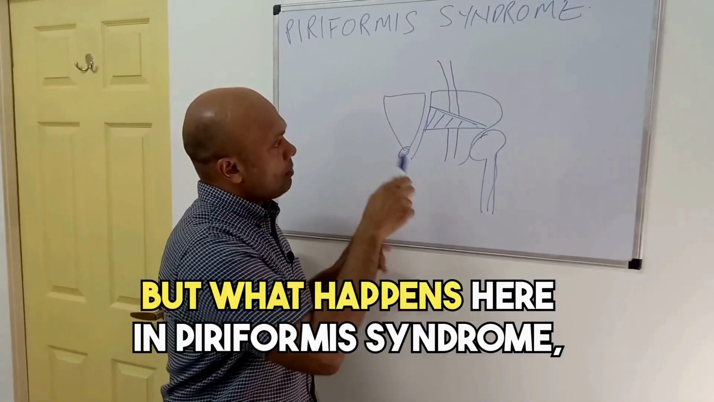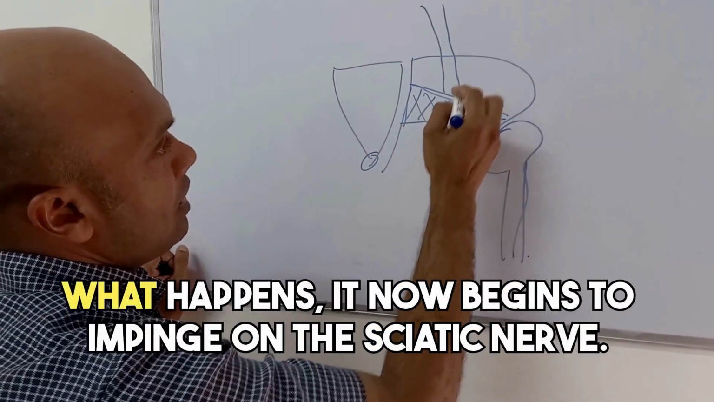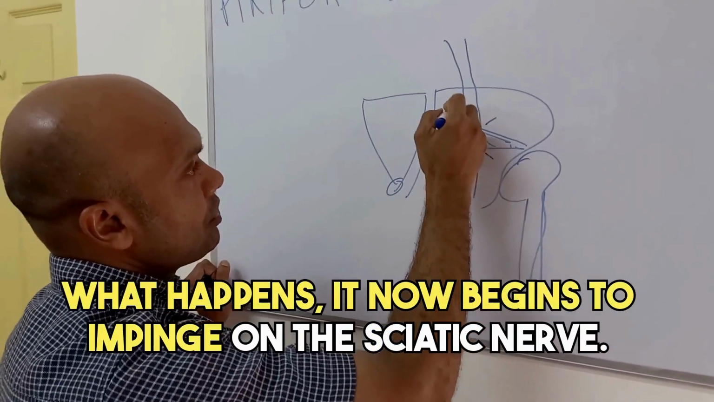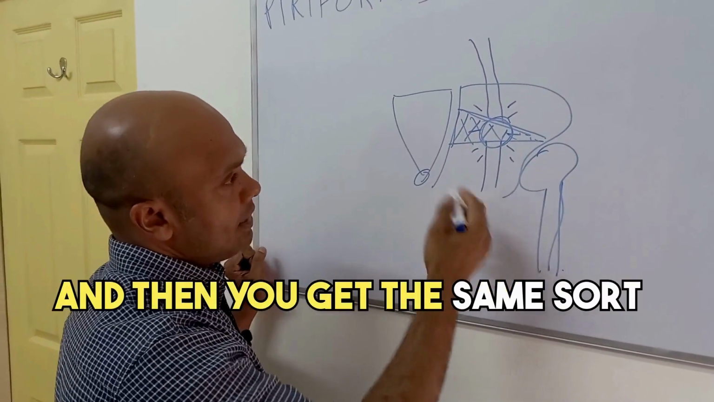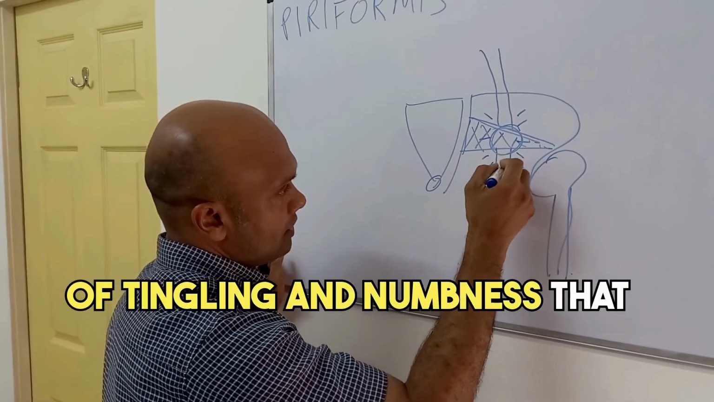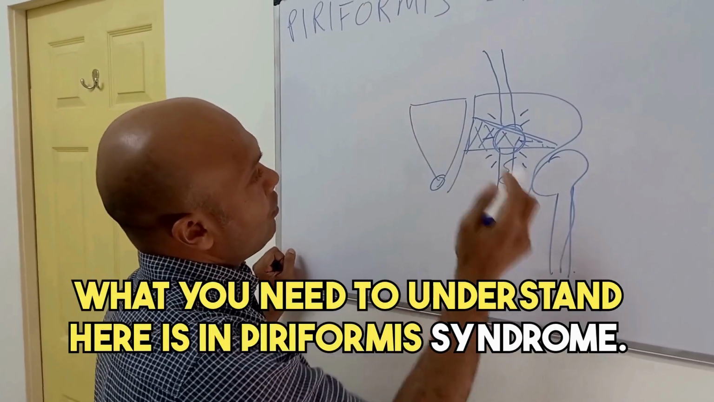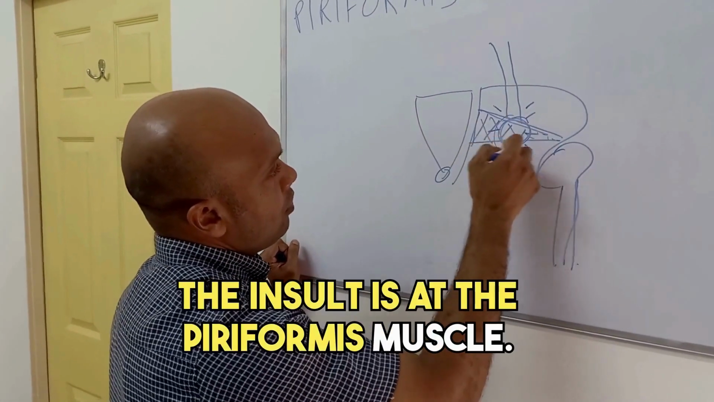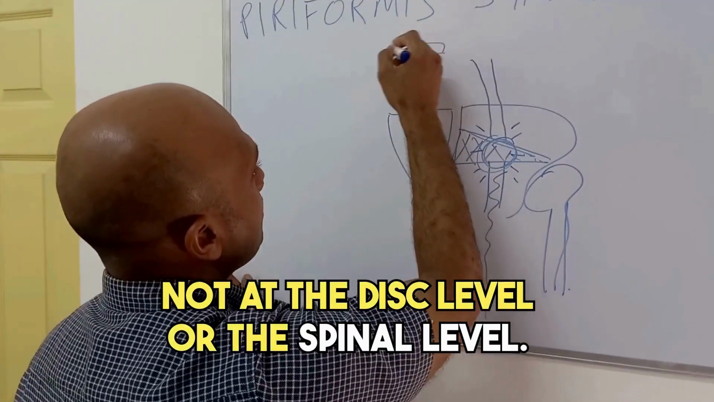Okay, but what happens here in piriformis syndrome, this muscle goes into spasm and is very tight. And what happens? It now begins to impinge on the sciatic nerve. So the sciatic nerve is now irritated, and then you get the same sort of a tingling and numbness that can track down the back of the leg. What you need to understand here is in piriformis syndrome, the insult is at the piriformis muscle, not at the disc level or the spinal level.